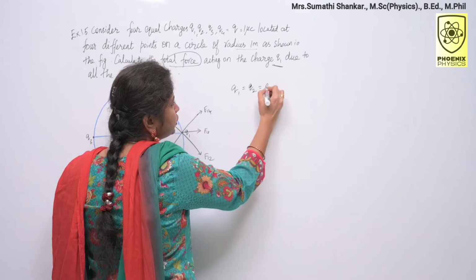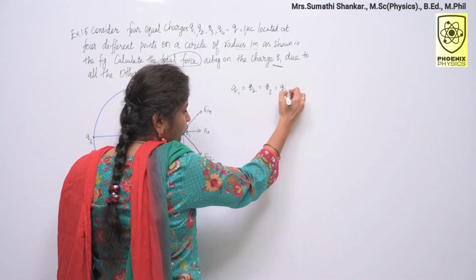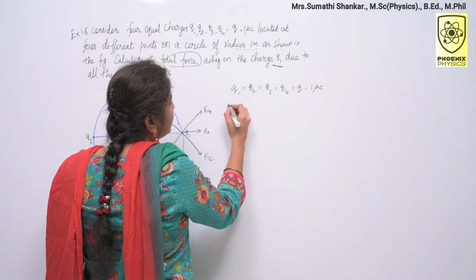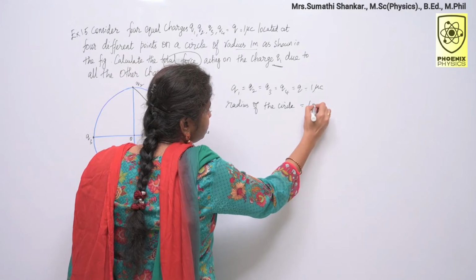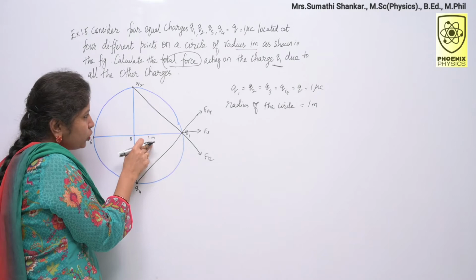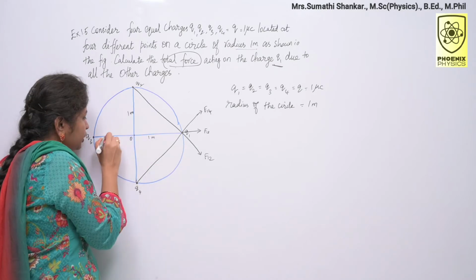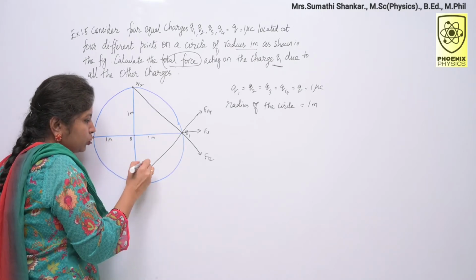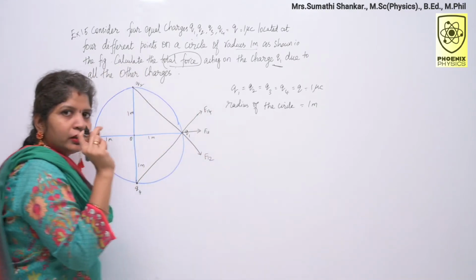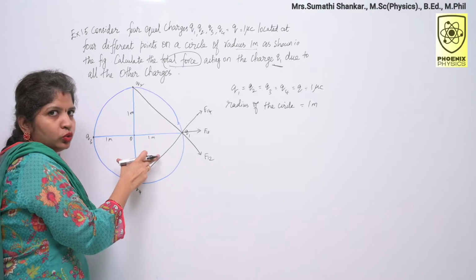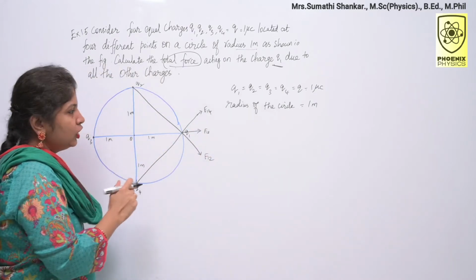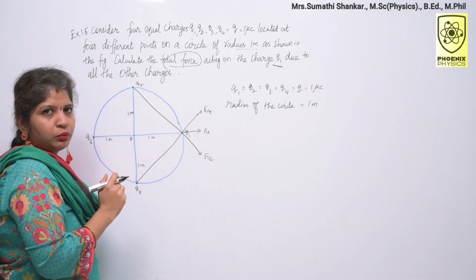What is given? Q1 is equal to Q2 is equal to Q3 is equal to Q4 is equal to Q, that is 1 microcoulomb. Then the radius of the circle is 1 meter. This is 1 meter, this is 1 meter and this is also 1 meter, so all are radius only. Here they didn't give the distance between the two charges. They have given only the radius of the circle, so that value is 1 meter.